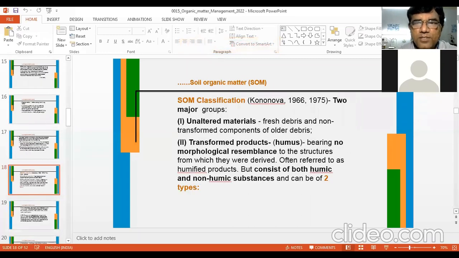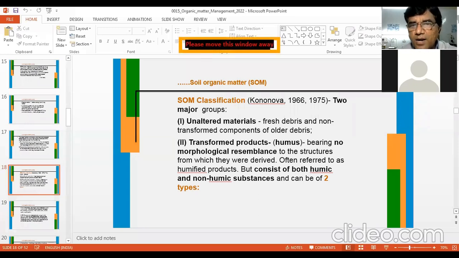Now, this can be divided. Now you can see the same thing, simpler. What you have seen in the last slide can be said in this way also. Unaltered material like fresh debris and non-transformed components of older debris, and transformed products, humus, bearing no morphological resemblance to the structure from which they were derived, often referred to as humified product, but consist of both humic and non-humic substances. So humus is composed of humic substances and non-humic substances.